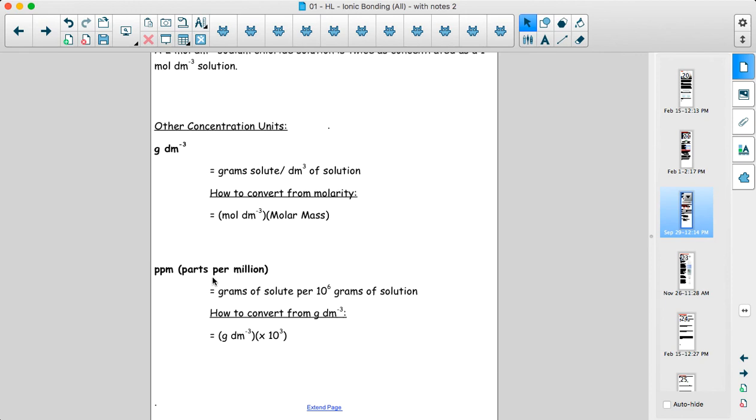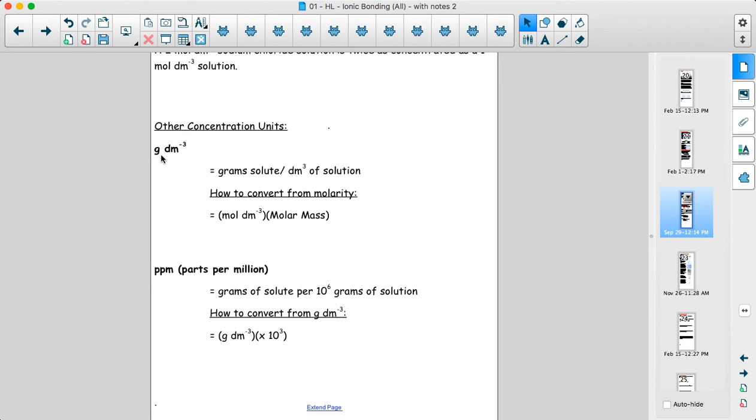So ppm, or parts per million, is a concentration that's often used for very, very low concentrations because it makes the numbers a bit simpler. We avoid using very small decimal numbers. So this is the grams of solute per million grams of solution.